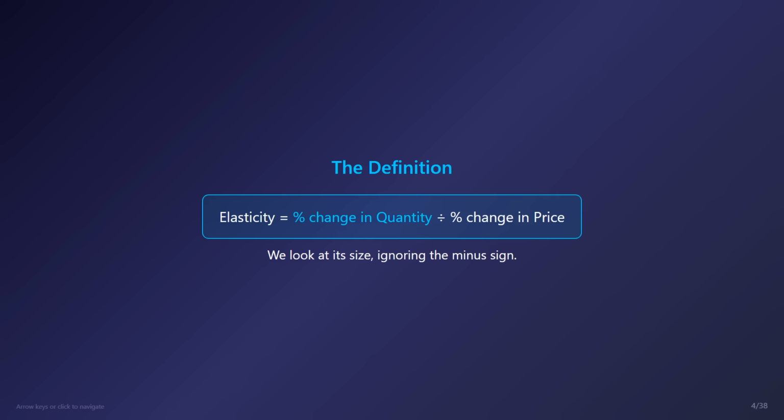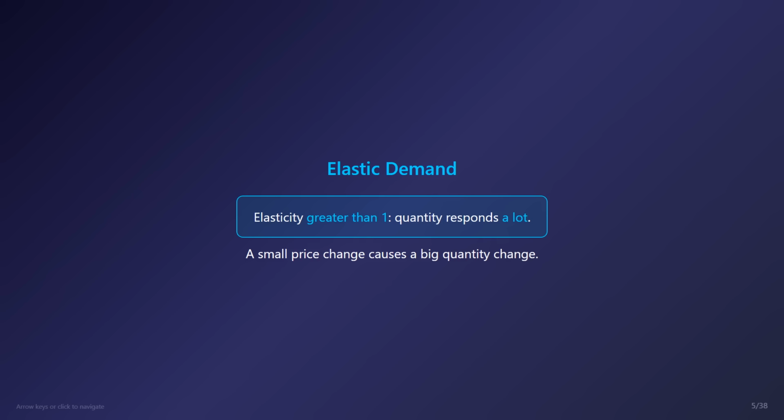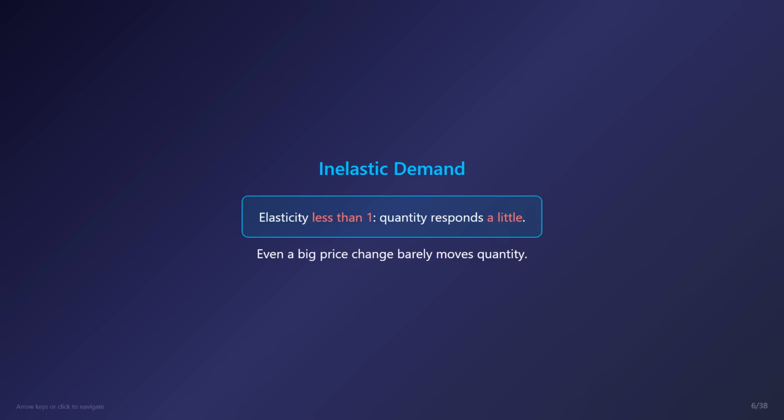Here's the definition. Elasticity equals the percentage change in quantity divided by the percentage change in price. Since price and quantity move in opposite directions, the ratio is negative, so we just look at its size and ignore the minus sign. If that number is greater than 1, demand is elastic. Quantity responds a lot. A small percentage change in price causes a larger percentage change in the quantity that buyers want. If the number is less than 1, demand is inelastic.